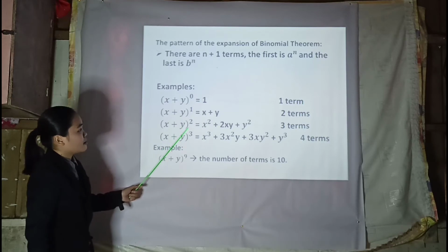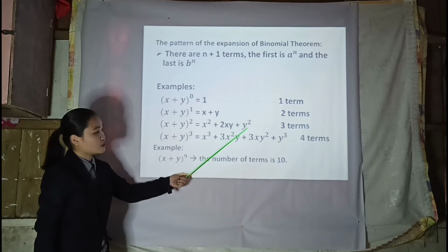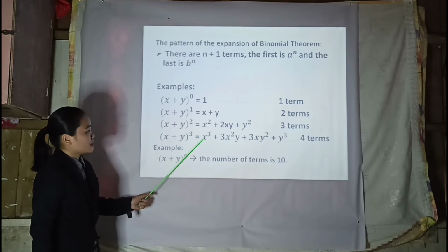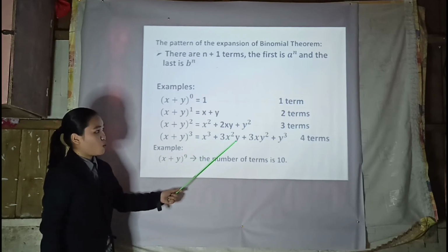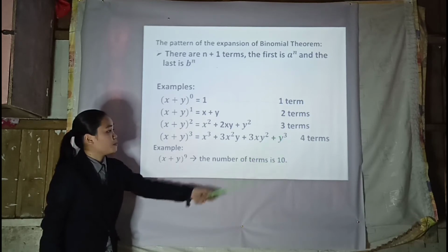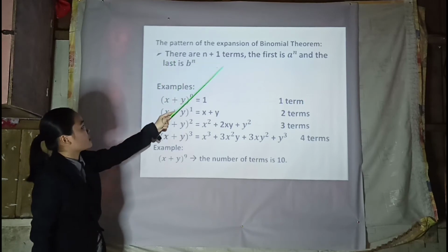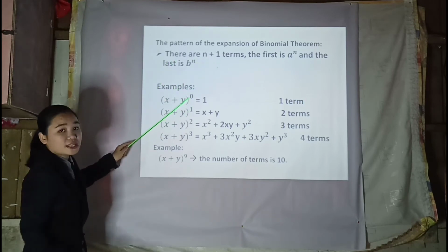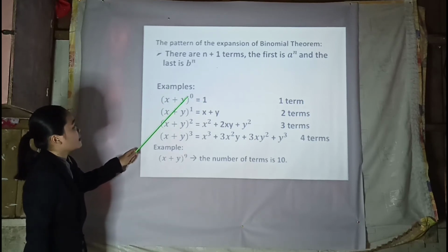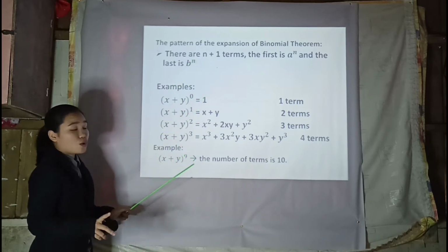X plus y squared equals x squared plus 2xy plus y squared. And third, x plus y cubed equals x cubed plus 3x squared y plus 3x y squared plus y cubed. So, as you notice, in this pattern, there are n plus 1 terms. So, the exponent here represents the n. So, since this is the first example, the exponent here is 0. So, 0 plus 1 is equals to 1.